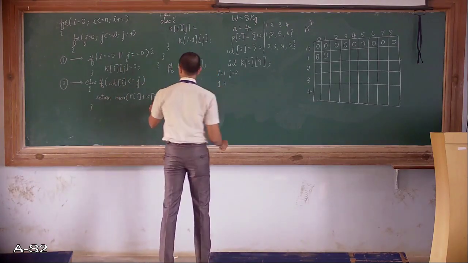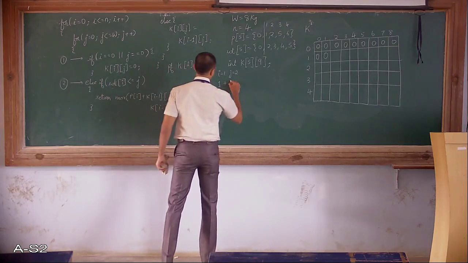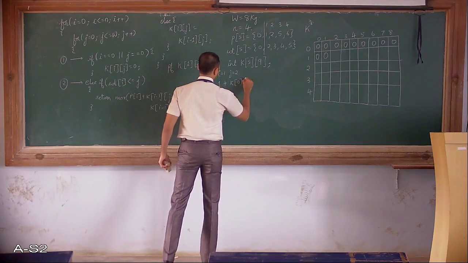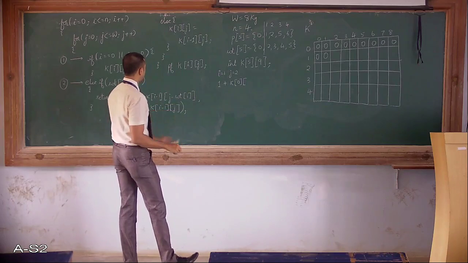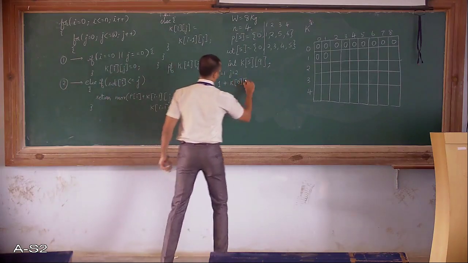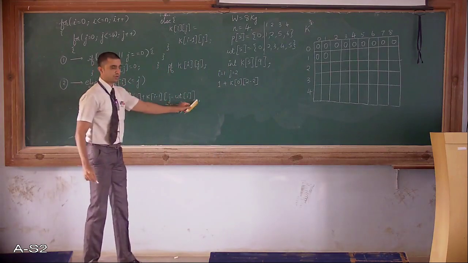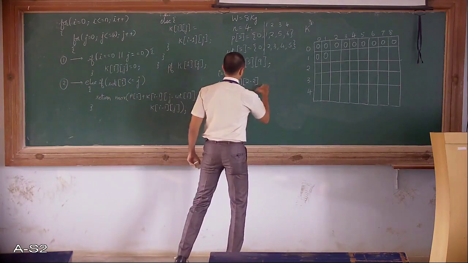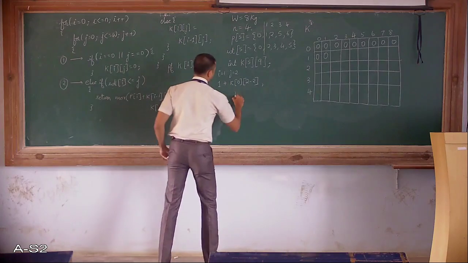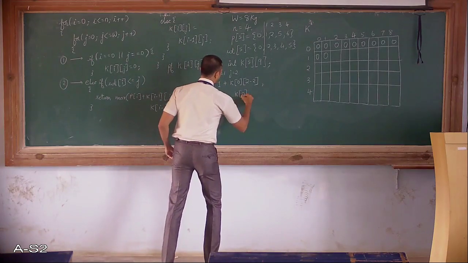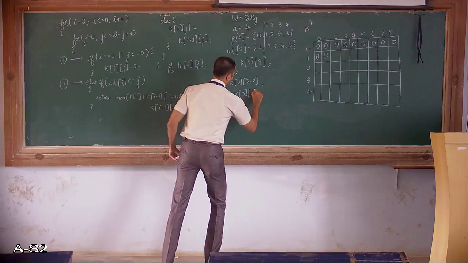K of 0. So this is K of 0. J minus weight of I. What is the value of j? 2. So 2 minus weight of I. 2 minus 2. Next, K of I minus 1. K of 1 minus 1 is 0 and j.